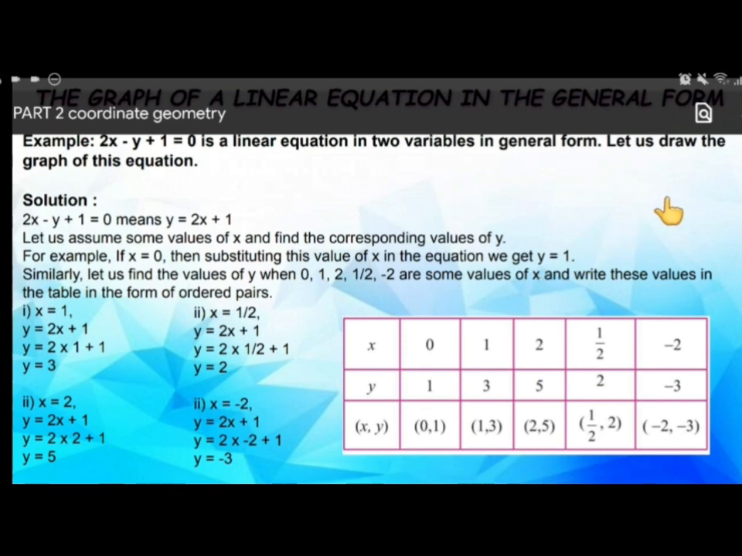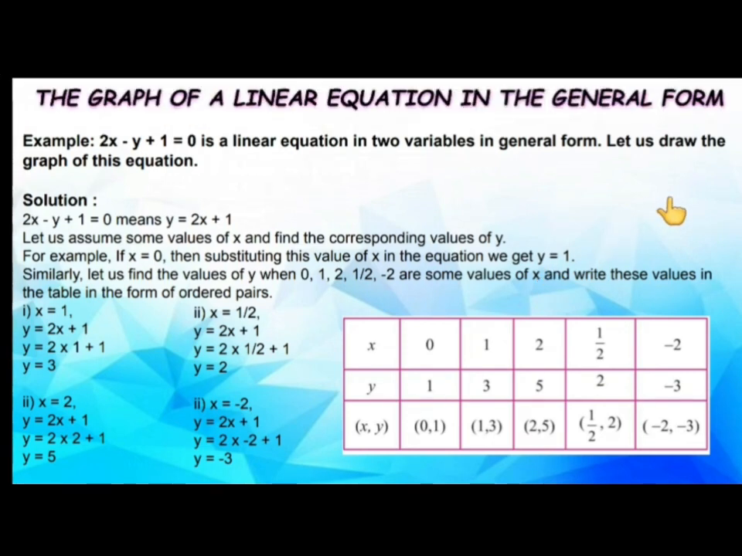Now similarly, let us find the values of y when 0, 1, 2, half and minus 2 are some values of x, and write these values in the table in the form of ordered pairs. Ordered pairs means in the form of x and y coordinates, right? So we assume the values of x to be 0, 1, 2, half and minus 2. By substituting all these values of x in this equation, we will find the values of y. So let us consider the first one.